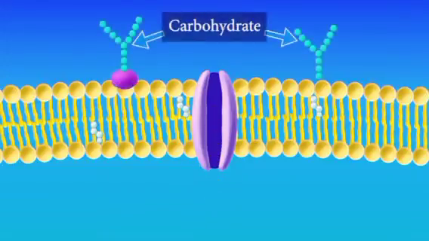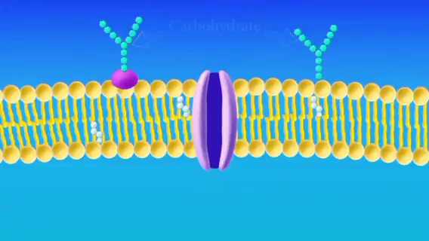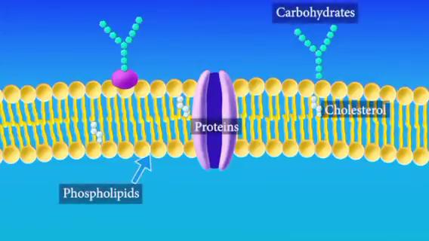A fourth membrane component is carbohydrates. These are often involved in cell identification. Blood types, for example, are the result of membrane carbohydrates attached to proteins. These help you to identify blood that belongs to you and distinguish it from foreign invaders. All of these components work together to make the plasma membrane that surrounds all cells, a critically important barrier needed for all life on Earth.